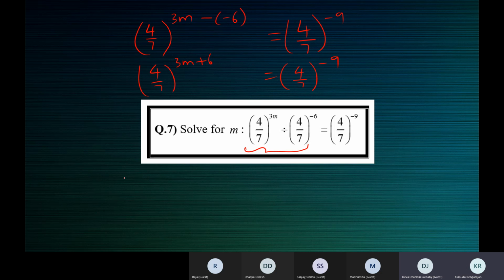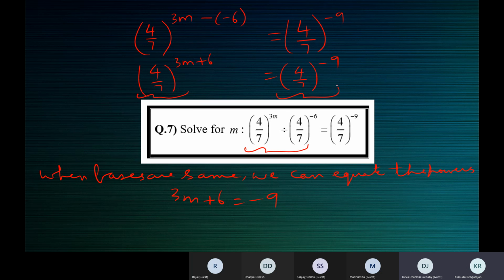So in the left hand side and in the right hand side, the bases are same, 4 by 7. When bases are same, we can equate the powers. So that means 3m plus 6 is equal to minus 9. This is the left hand side. This is the right hand side.